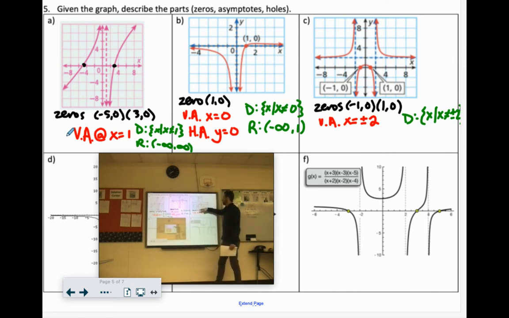There is a horizontal asymptote at 2. So again, for the range, that would give us all real numbers except for positive 2. Now I'm trying to be super conscious about the y's and it's looking even worse.